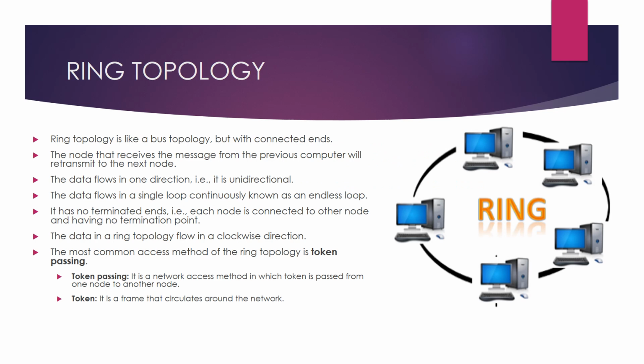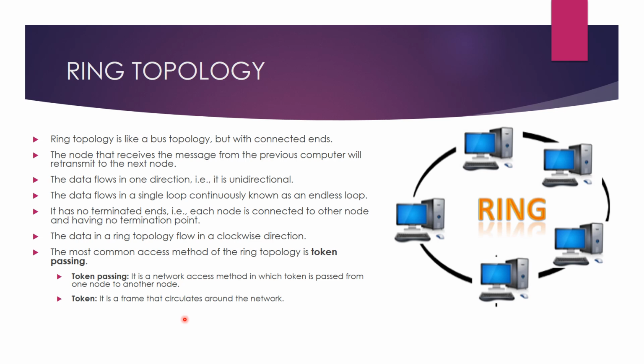The third one is ring topology. As you can see, all the devices are connected in the ring form, right? Ring topology is just like a bus topology, but with connected ends. In bus topology, both the ends are not connected, but in ring topology, both the ends are connected. The node that receives the message from the previous computer will retransmit it to the next node. The data flows in one direction, meaning it's unidirectional, it cannot be bidirectional.